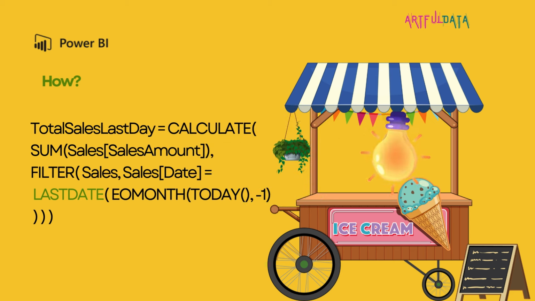Let's break down the measure. EOMONTH of TODAY minus 1. This part of the calculation gives the last day of the previous month. TODAY returns the current date, and EOMONTH with minus 1 finds the last day of the month before the current month. And LASTDATE ensures that the context is set to the last day of the previous month.